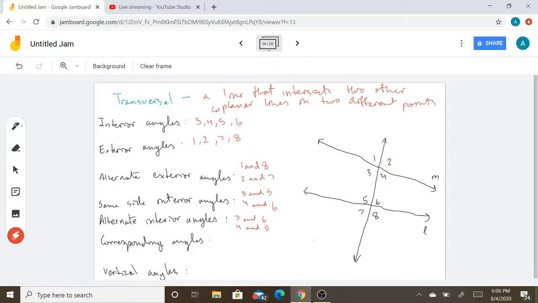2 and 6, however, is a pair of corresponding angles because they do not share a vertex and they are on the same side of the transversal. 6 is an interior angle and 2 is an exterior angle. So that is a pair of corresponding angles. Others include 1 and 5, 3 and 7, and 4 and 8.